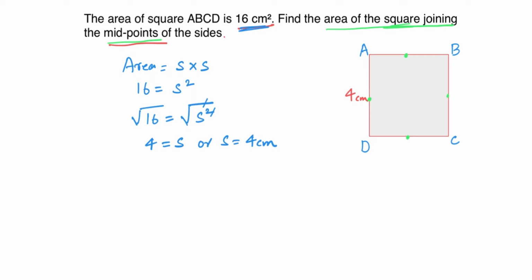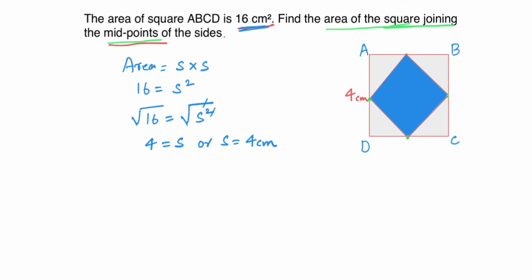So we'll join all these midpoints. Here we get one side of the new square. From here we'll draw another straight line, from here one more line, and lastly the fourth side of the square. We can see that the new square is formed inside the bigger one. So our aim is to find the area of this square, which is shaded in blue color.